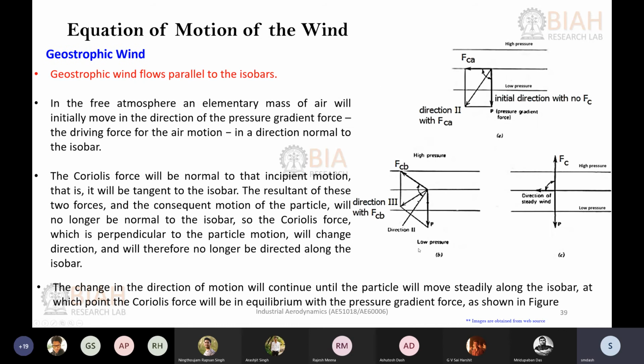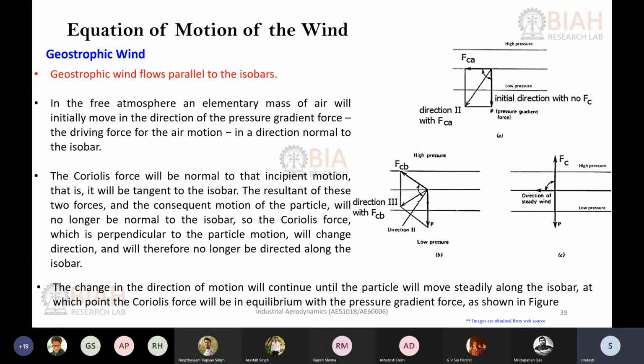Now this geostrophic wind, what direction will it be flowing? Whether it will be flowing perpendicular to the isobar or parallel to the isobar. Let's look into that. What direction will this geostrophic wind be flowing? Since there are no other forces, only the pressure gradient and the Coriolis force need to be investigated.